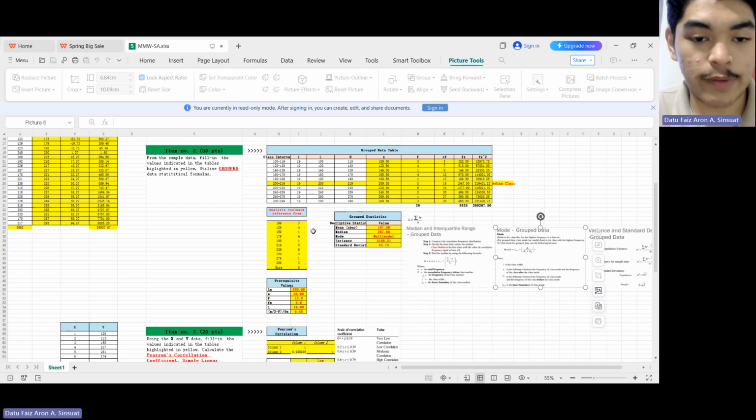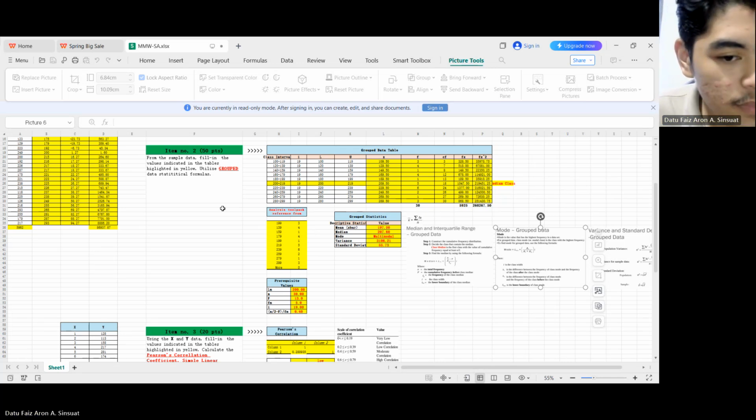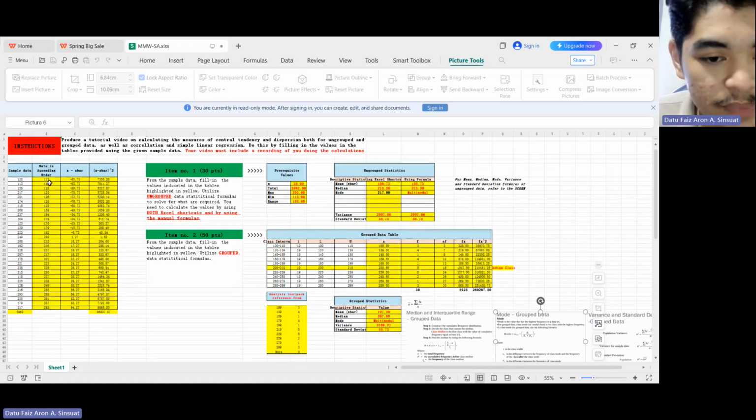So, hello everyone. Today, we'll learn how to use Excel to find the center of our data, see how spread out it is, and make predictions using trends. Let's jump right in. So this is an example of our data.